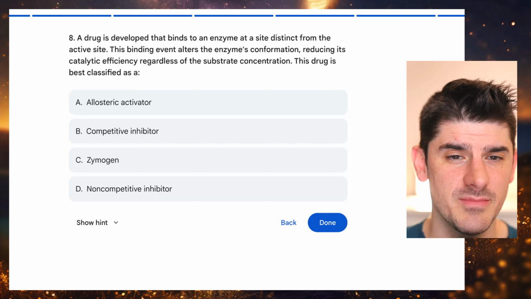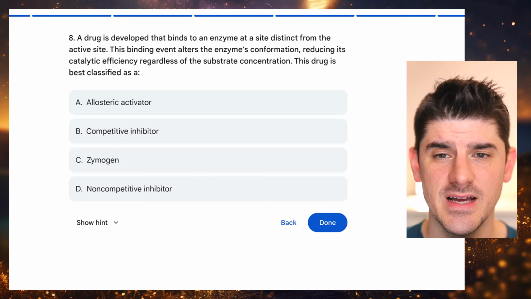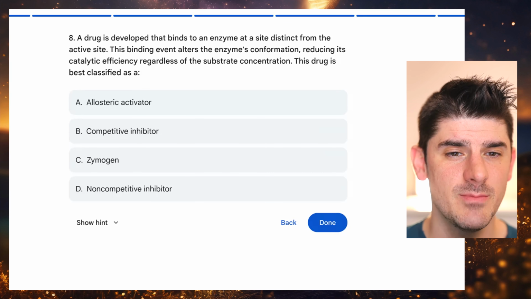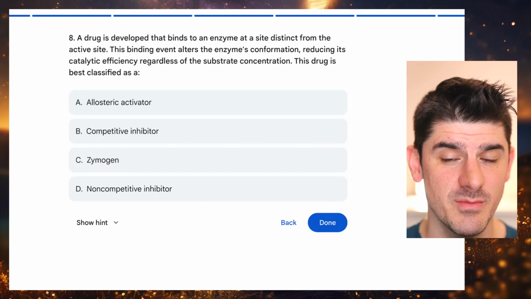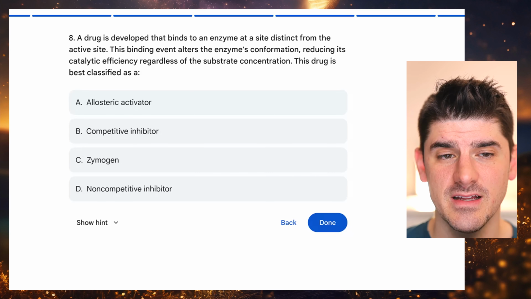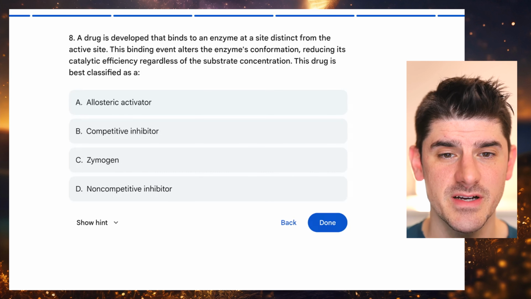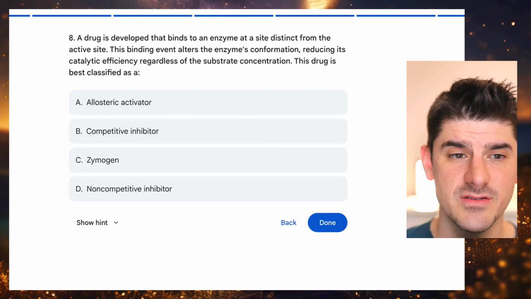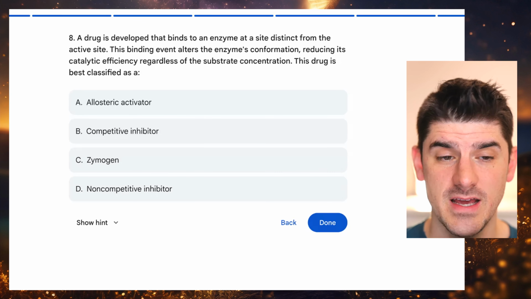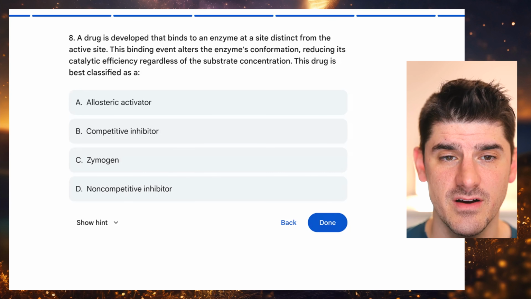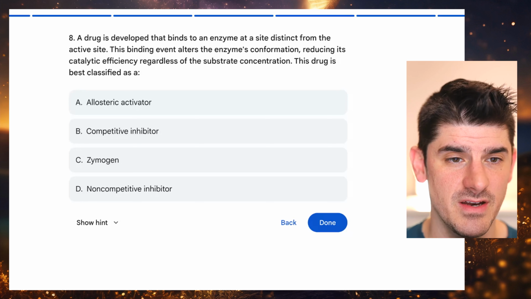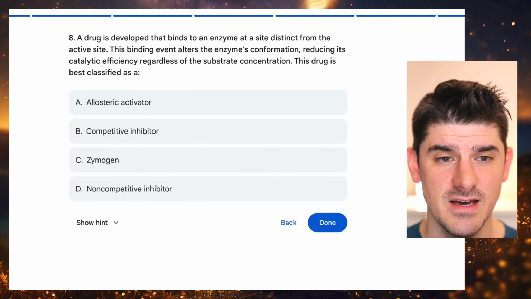A drug is developed that binds to an enzyme at a site distinct from the active site. This binding event alters the enzyme's conformation, reducing its catalytic efficiency regardless of the substrate concentration. This drug is best classified as A, an allosteric activator, B, a competitive inhibitor, C, a zymogen, or D, a non-competitive inhibitor.